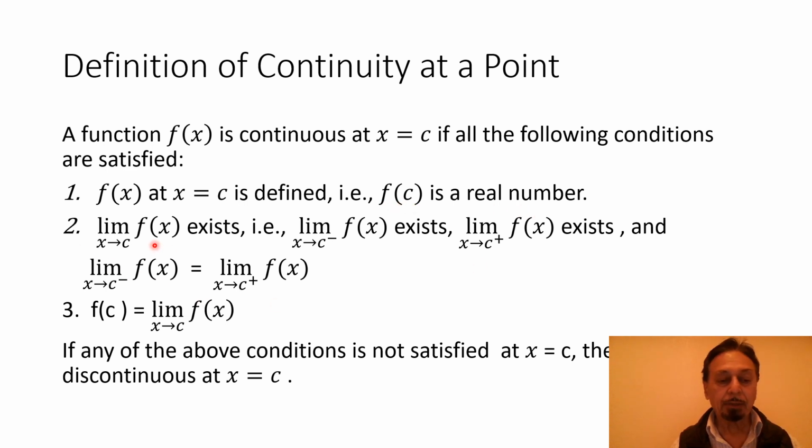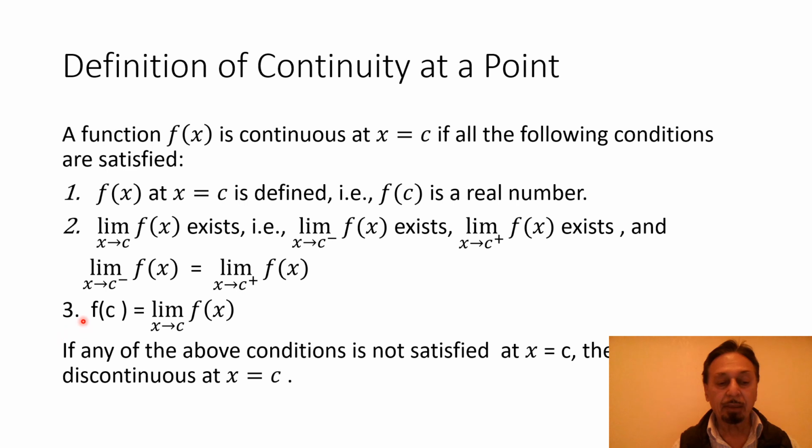Number two, the limit of f of x as x approaches c exists. That is, the limit of f of x as x approaches c from the left exists, the limit of f of x as x approaches c from the right exists, and the limit from the left equals the limit from the right.